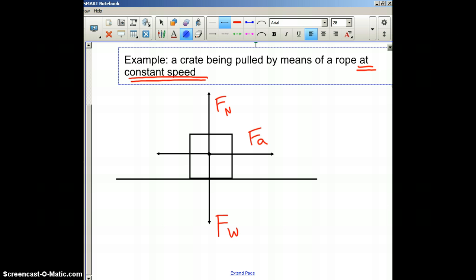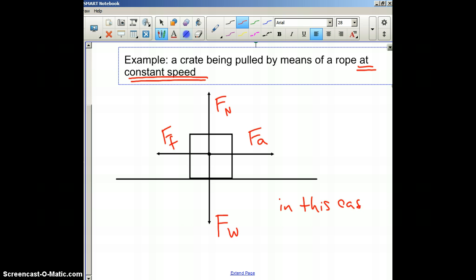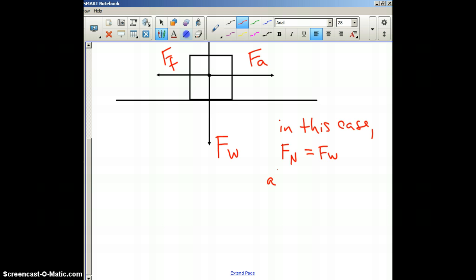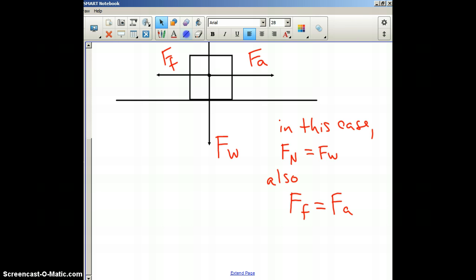The applied force is moving to the right. My frictional force will point to the left, and that force vector is equal and opposite in magnitude to the applied force. That is a key factor in solving many of these problems. In this case, we know that Fn must equal Fw. And we also know that the frictional force balances or is equal to the applied force.